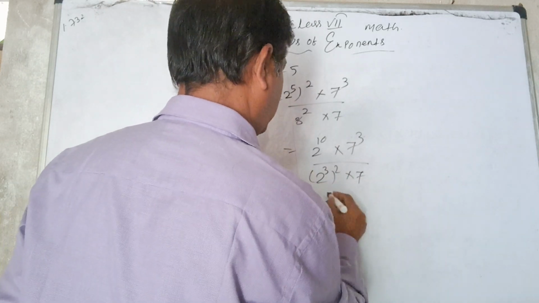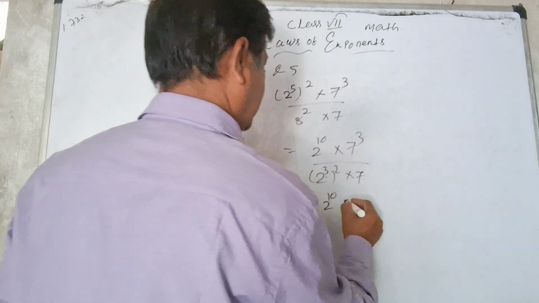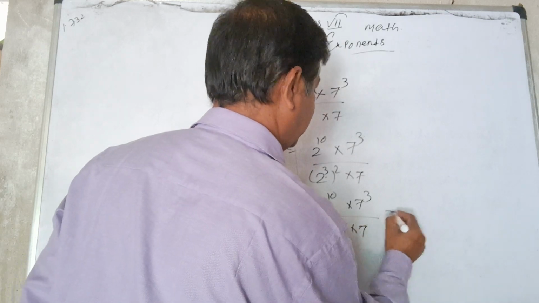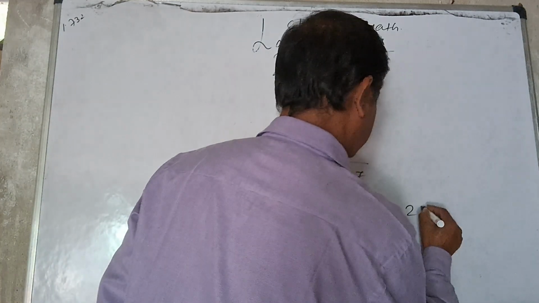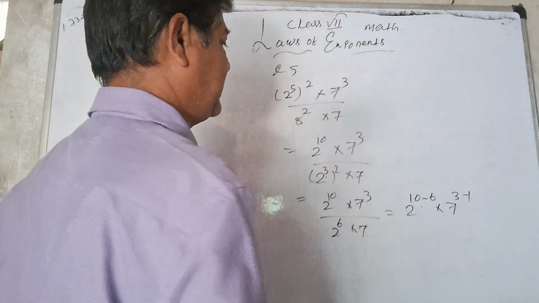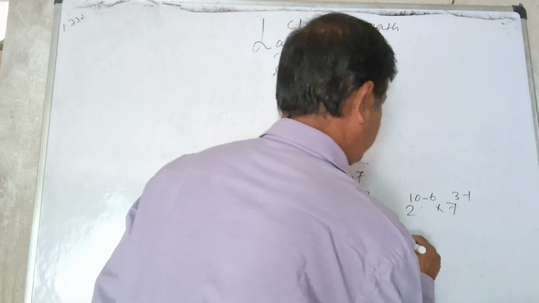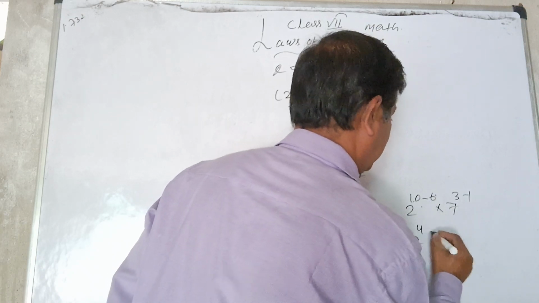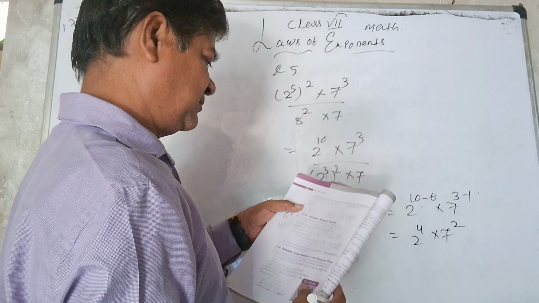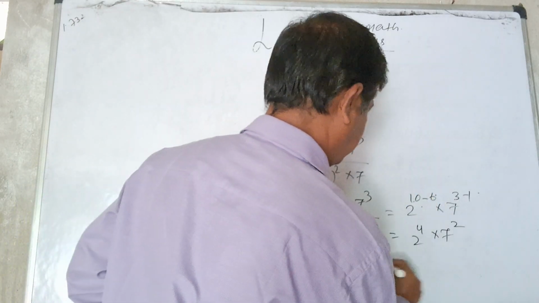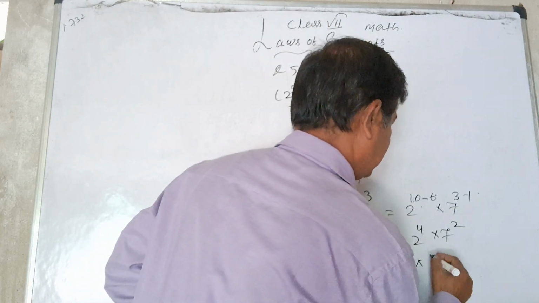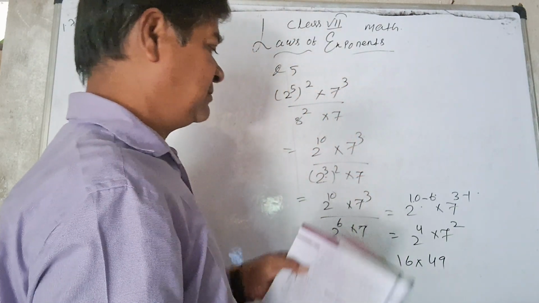The answer will be 2 to the power 10 into 7 to the power 3 divided by 2 to the power 6 into 7. The answer will be 2 to the power 10 minus 6 into 7 to the power 3 minus 1. Here 7 means power 1. So the answer is 2 to the power 4 into 7 to the power 2. If asked to simplify, you can write the result as 16 into 49.